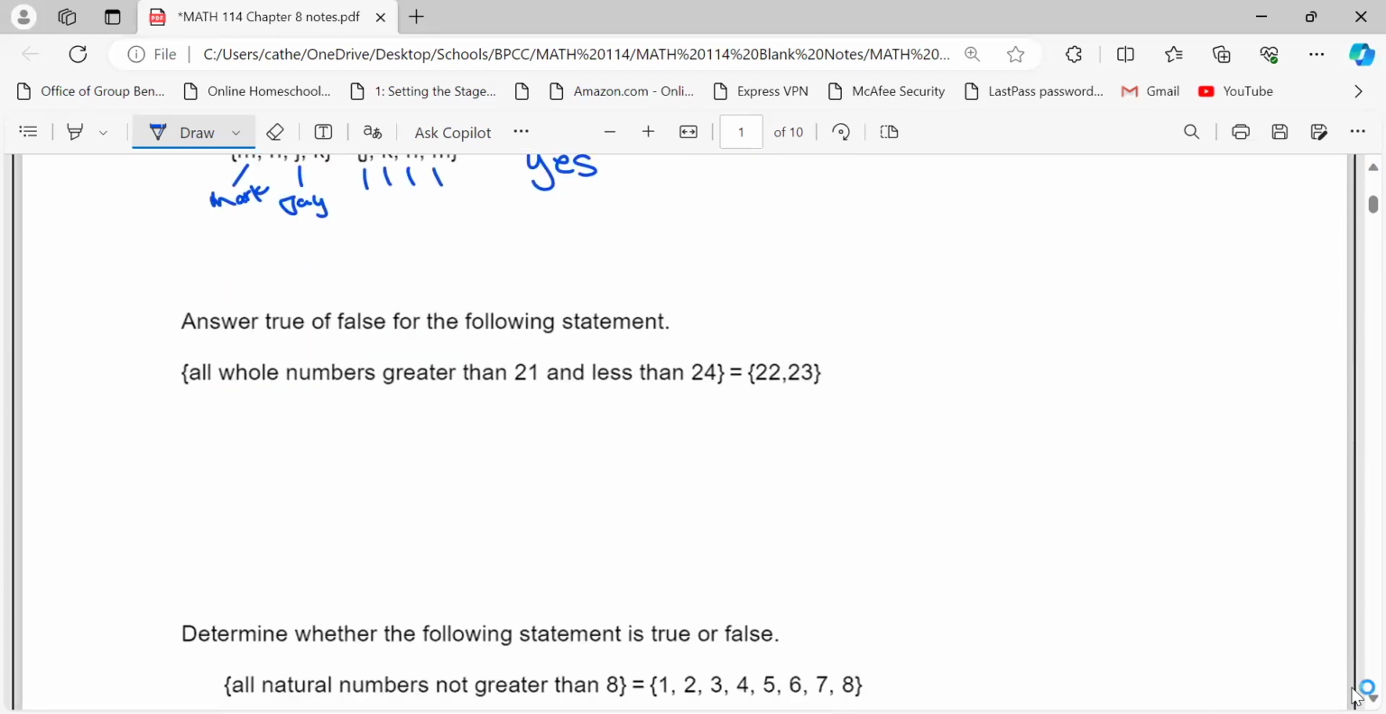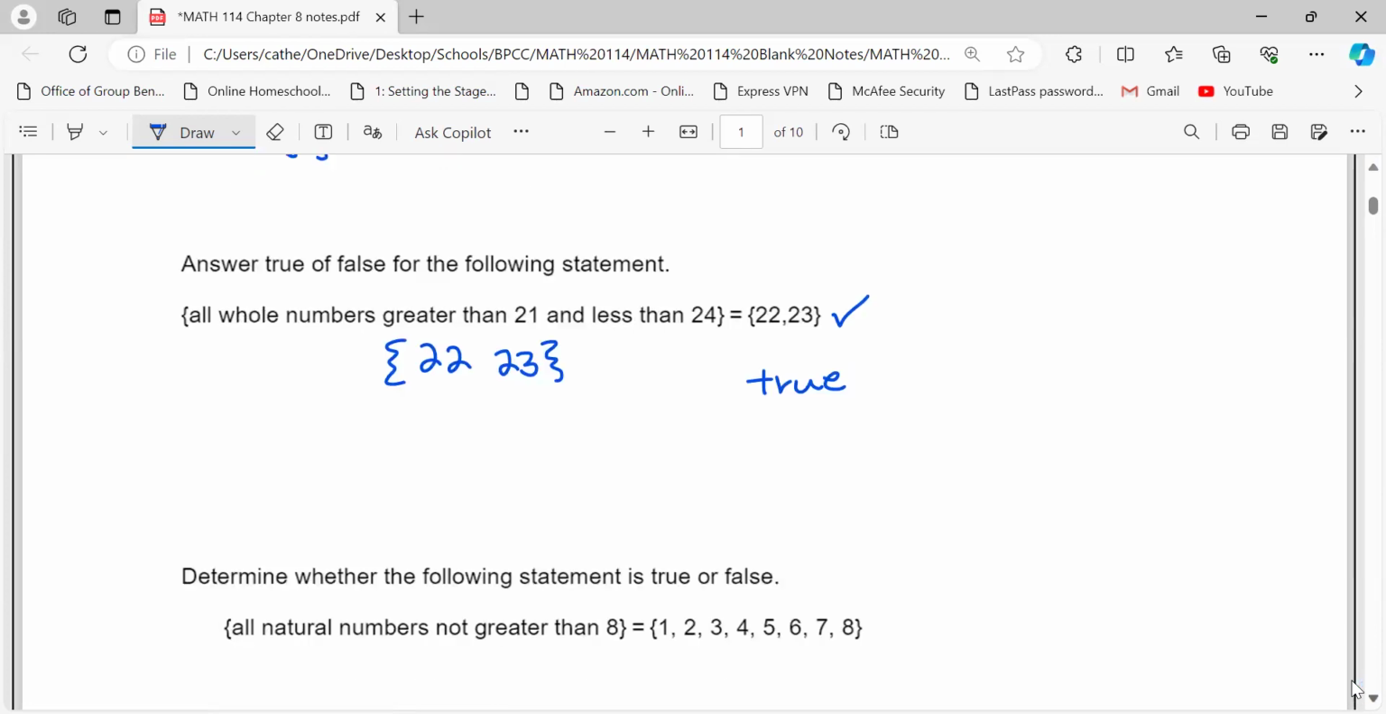Answer true or false. All right. So all whole numbers, meaning no decimals, no fractions, that are greater than 21 and less than 24. So if it's greater than 21, does that include 21? Okay, it doesn't include 21. And less than 24. Does that include 24? It does not. So it's only 22 and 23. So this is true. So when you have less than, greater than, or at least, or at most, just kind of think about it and see if it makes sense.